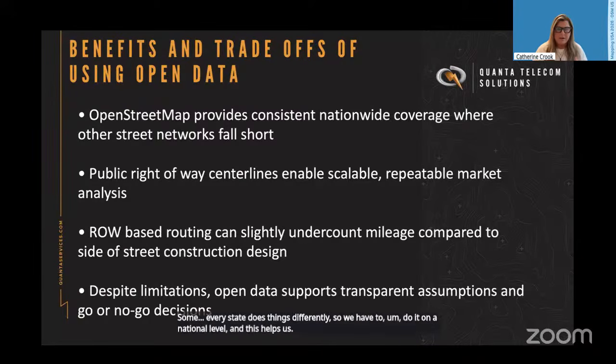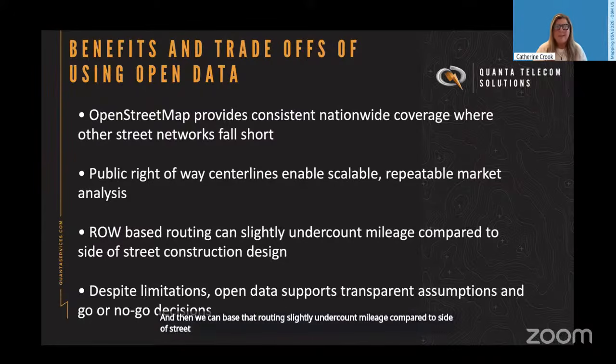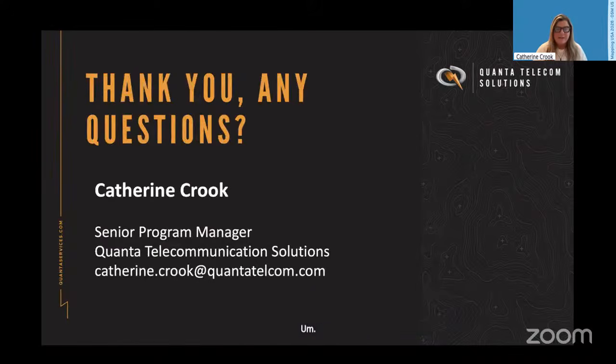Public right-of-way centerlines enable us to do scalable, repeatable market analysis, so we know the output's the same every time. And then we can base that route, and it can slightly undercount mileage compared to side-of-street construction design, and that's for them to figure out later in the engineering components of it.